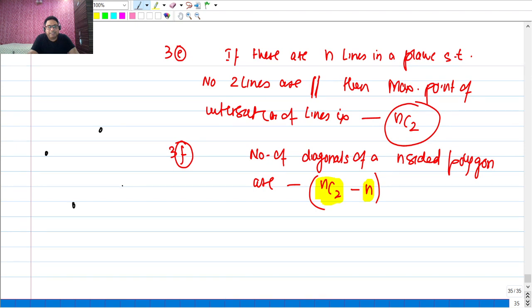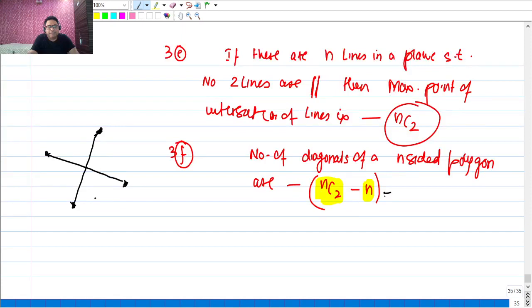See, this is a quadrilateral. So how many straight lines? 1, 2, 3, 4, 5 and 6, isn't it? So 6C2, out of which if you erase number of sides, there would be n sides. So what are you left with? You're only left with the diagonals. So this is a great formula, NC2 minus n, isn't it?